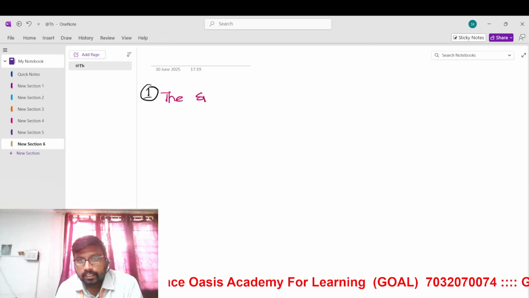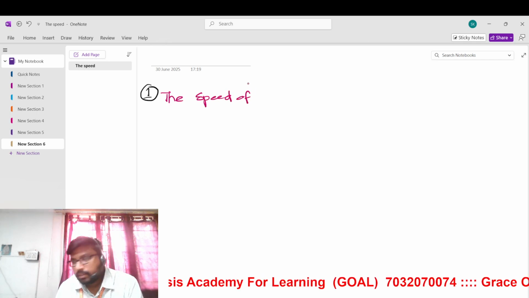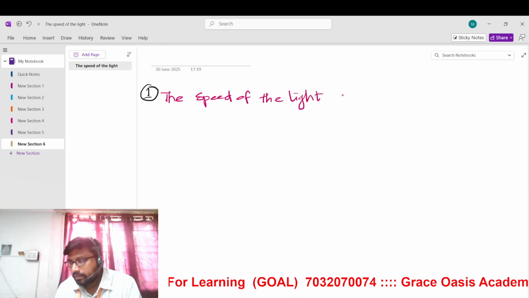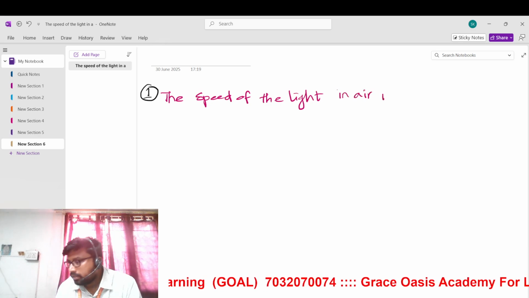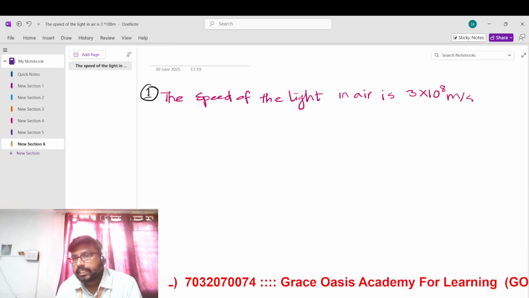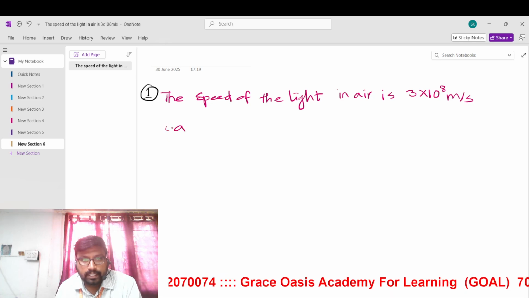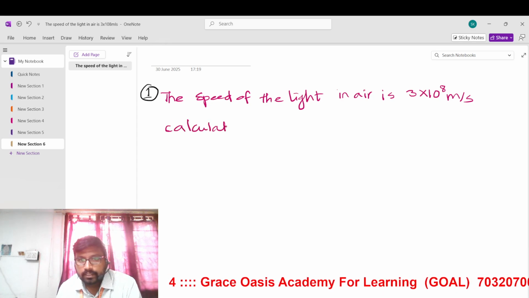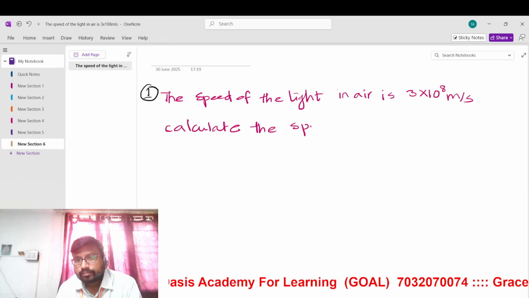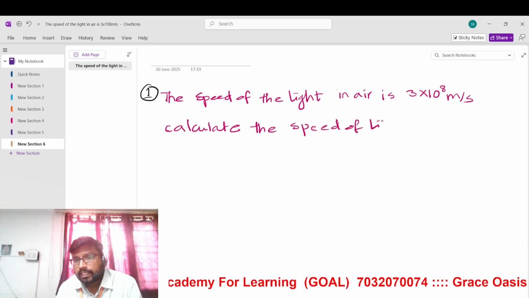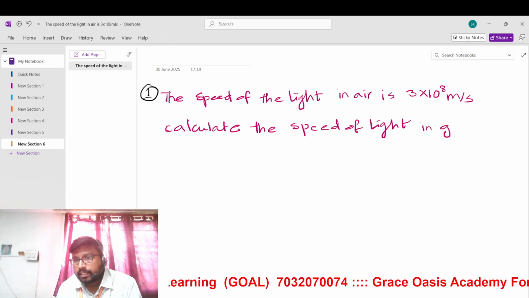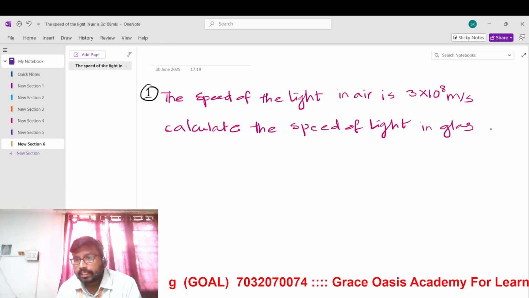So the question is the speed of the light. The speed of light in air is 3 into 10 to the power of 8 meter per seconds. Now, what they are asking is calculate the speed of light in glass. Speed of light in glass.